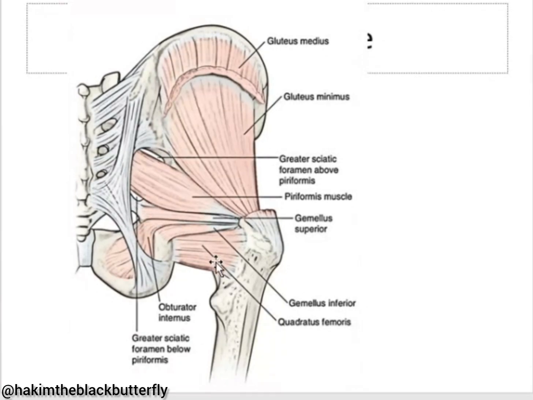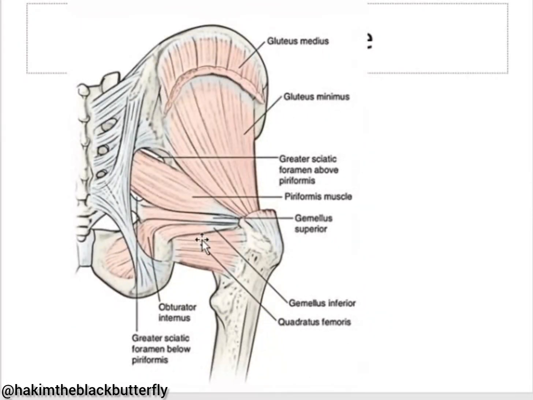And these muscles are the muscles of the gluteal region. Their nerves are going to move from the sacral plexus in the pelvis. They are going to pass through the greater sciatic foramen with the piriformis, and then they are going to come to the gluteal region to supply these muscles of the gluteal region.